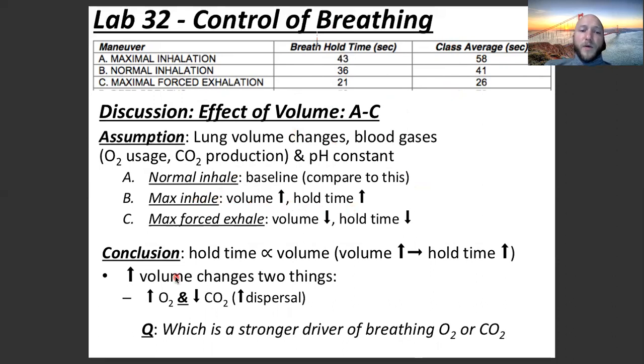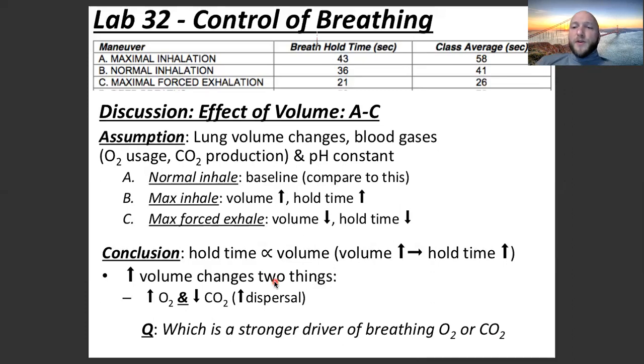Why is that? Well, two things change when we increase the amount of volume before we start to hold our breaths. We have more oxygen in our lungs waiting to be absorbed into our body. So you take a deep breath, there's oxygen in that air in your lungs just waiting to be absorbed. If you exhale, there's less oxygen in your lungs waiting to be absorbed into your body. And vice versa with carbon dioxide.